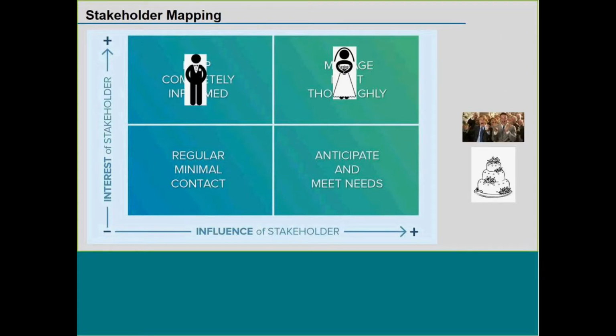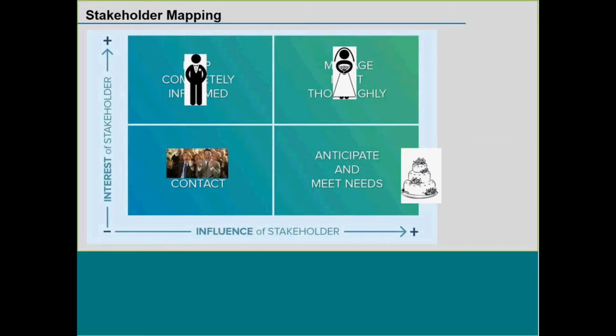The groom probably has quite a bit of interest, maybe not as much influence as the bride. Again, important to keep this person in the know of what's going on within the project, but leave the big decisions to the bride. Where would our guests go? Guests are going to have interest, not nearly as much interest as the bride and groom. Of course, there are varying levels of the types of guests, from the best man or the maid of honor to other folks that are just attending the wedding. Again, interest, but not a lot of influence on the ins and outs of the ways of the wedding.